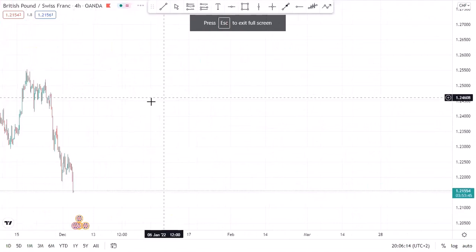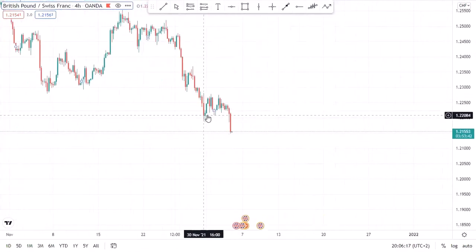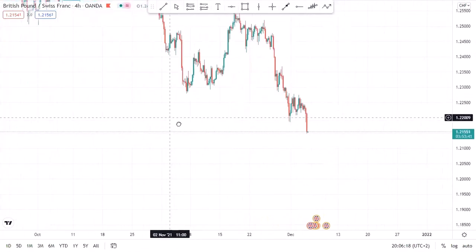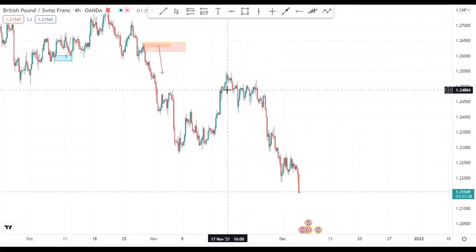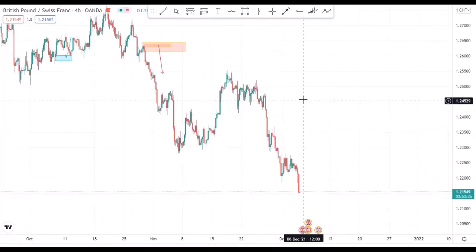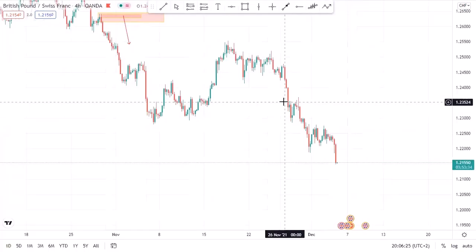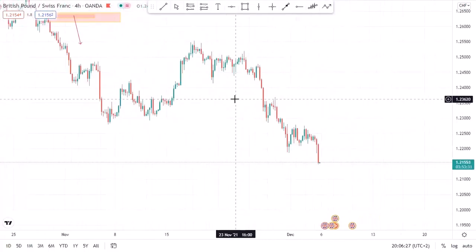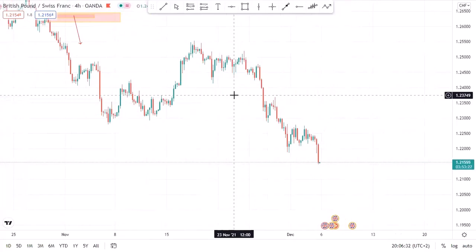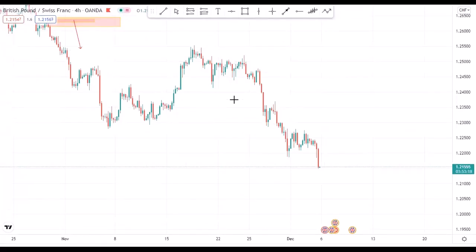This is British pound Swiss franc, GBP CHF. This is what we are going to be using for our example here. So number one, what are we doing? Number one, you are not going to choose what I call mitigated order blocks. In simple terms, it means we are going to go for order blocks that have not yet been retested, or order blocks that are fresh, that are original.